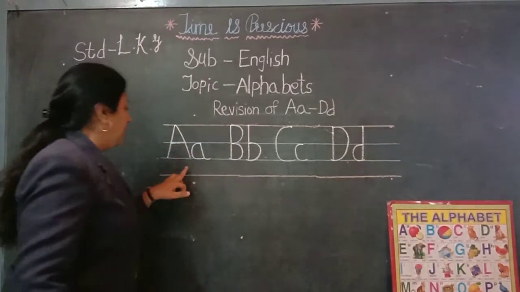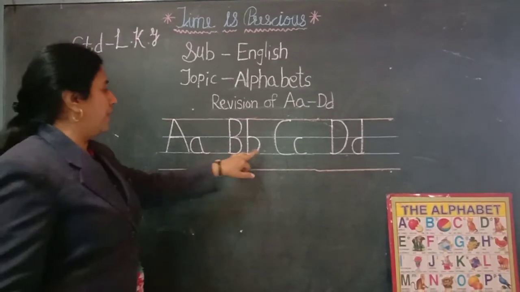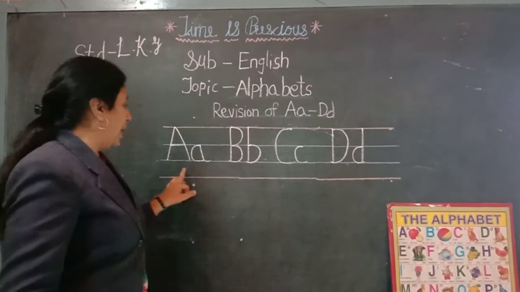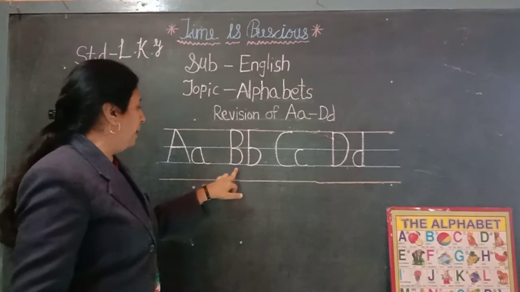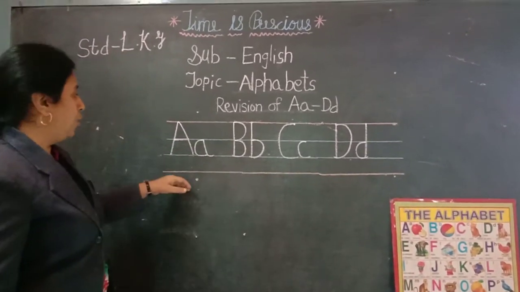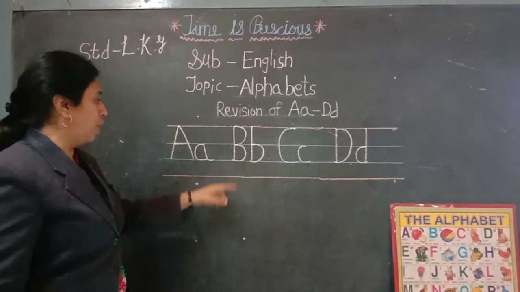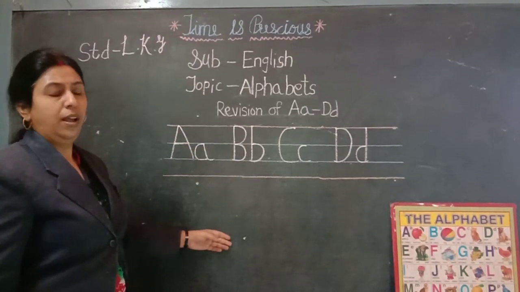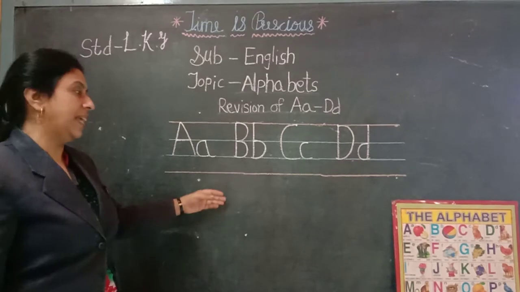While you are writing, you have to write these 4 letters in one line, capital and small, A, B, C and D. Understood? And you have to write these letters one full page in your notebook. And while writing, you have to say and write.